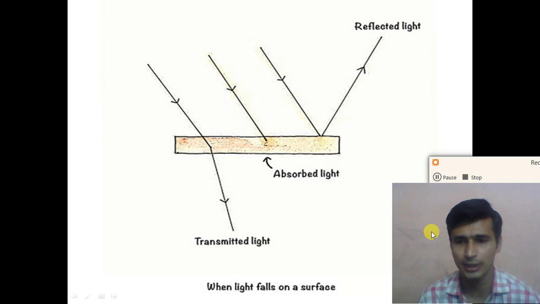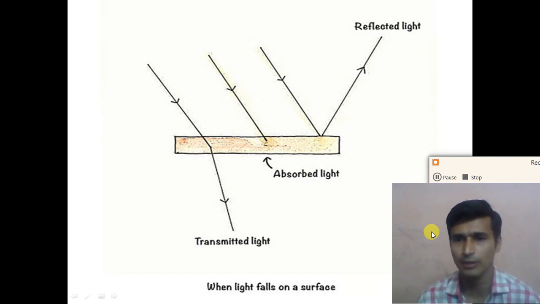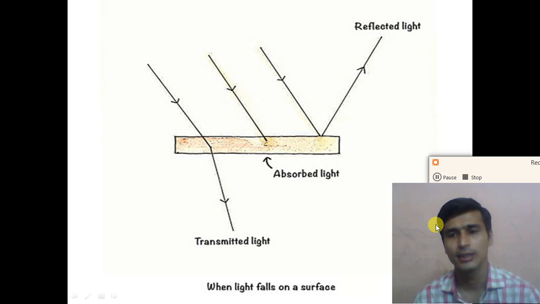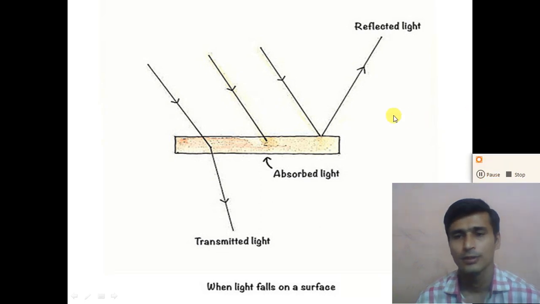So dear student, when light falls on the surface, some part of the light is absorbed by the surface, that is called absorption. Some part of the light is reflected from the surface, this phenomenon is called reflection, right? And some part of the light is transmitted through the medium, that is called refraction. So dear student, in this chapter we study about reflection.